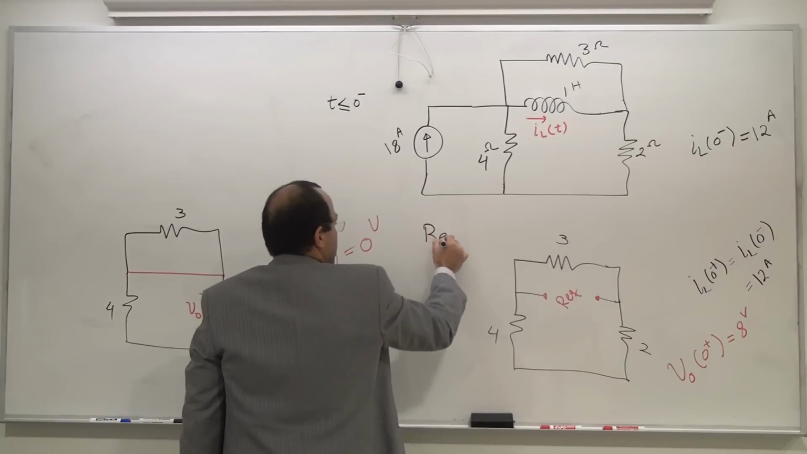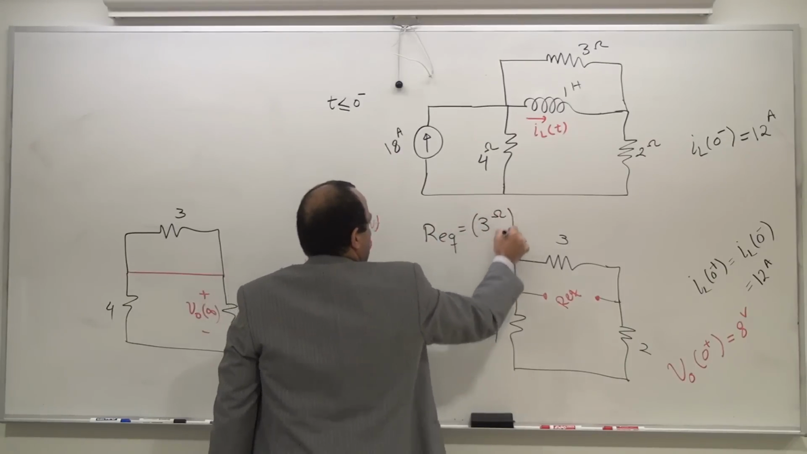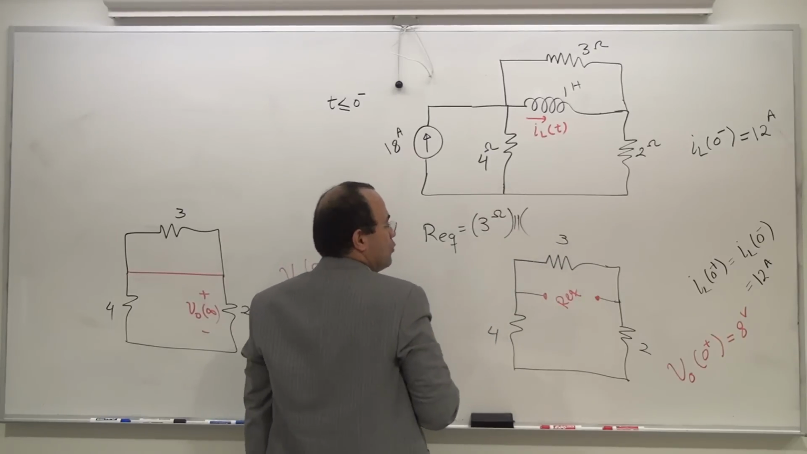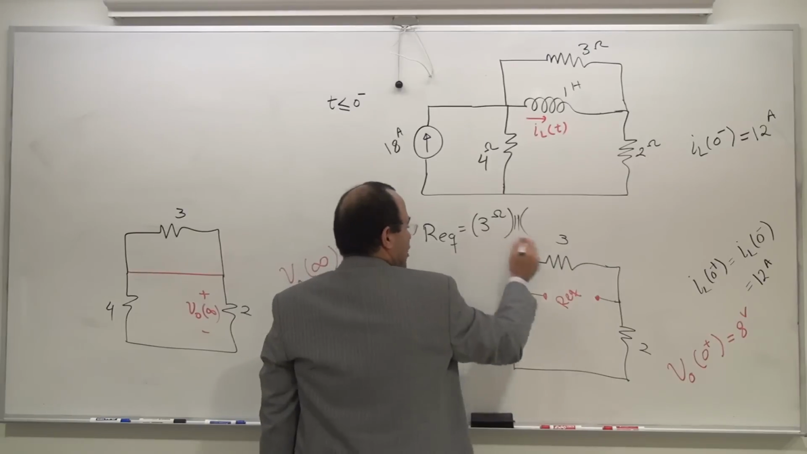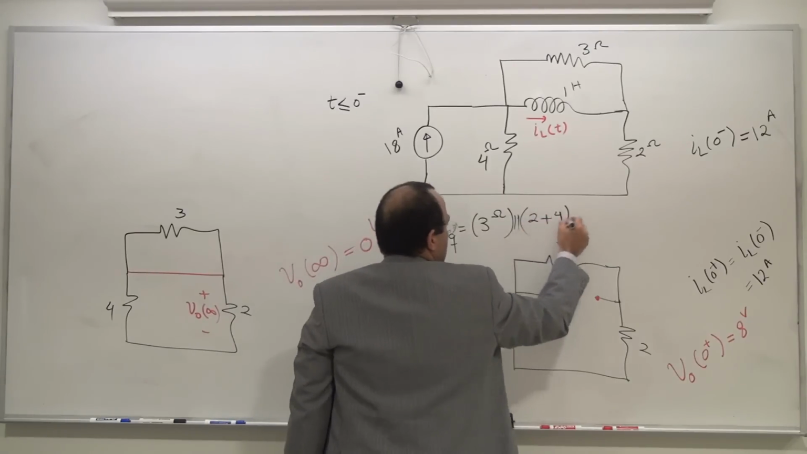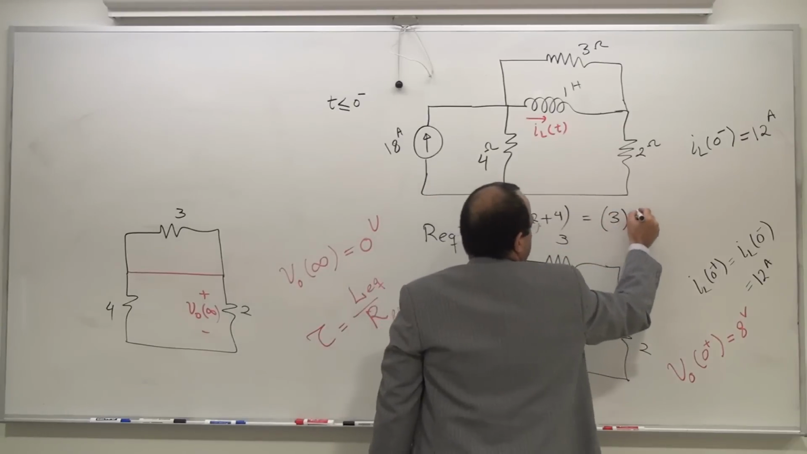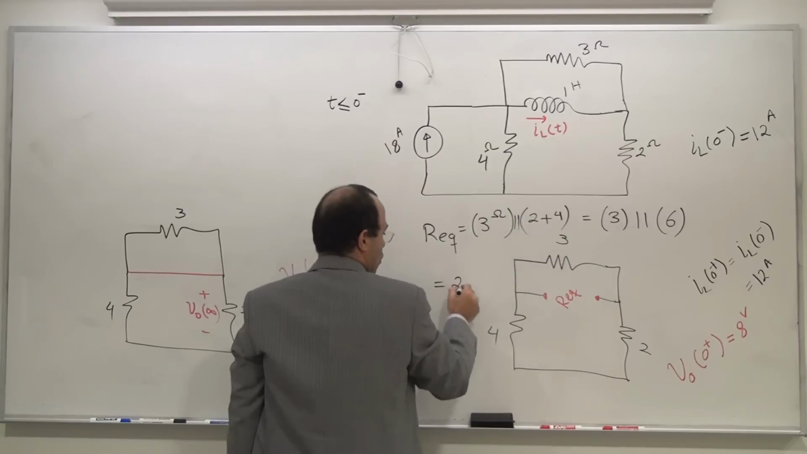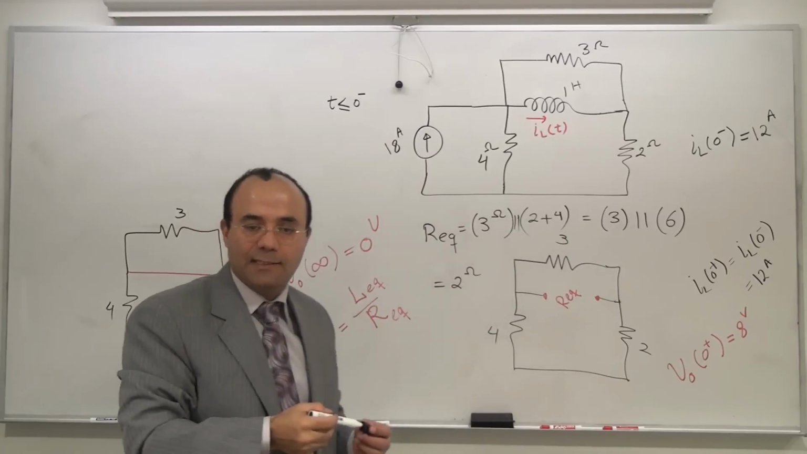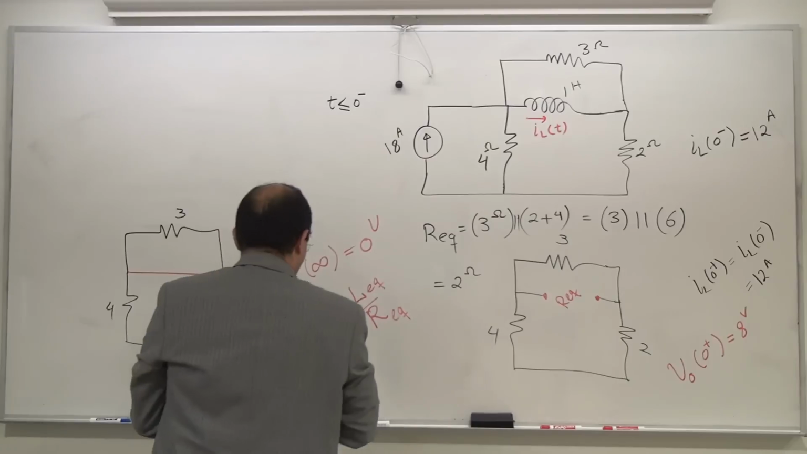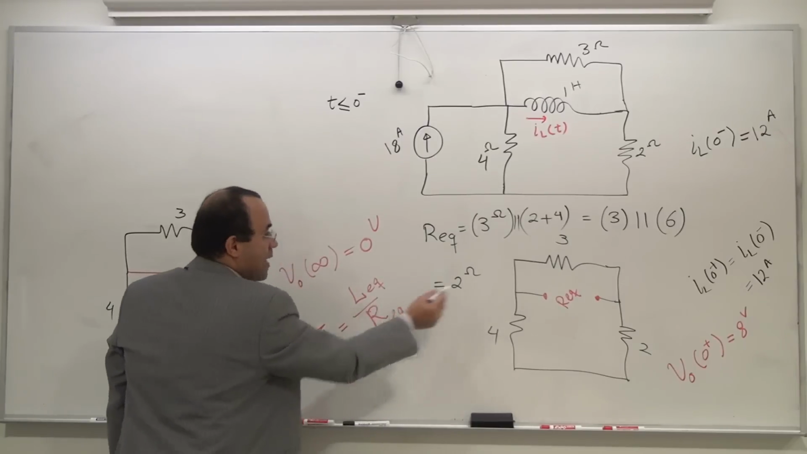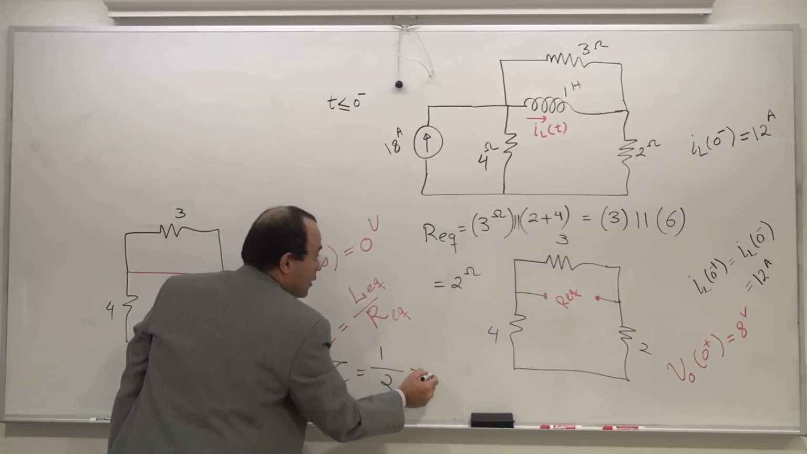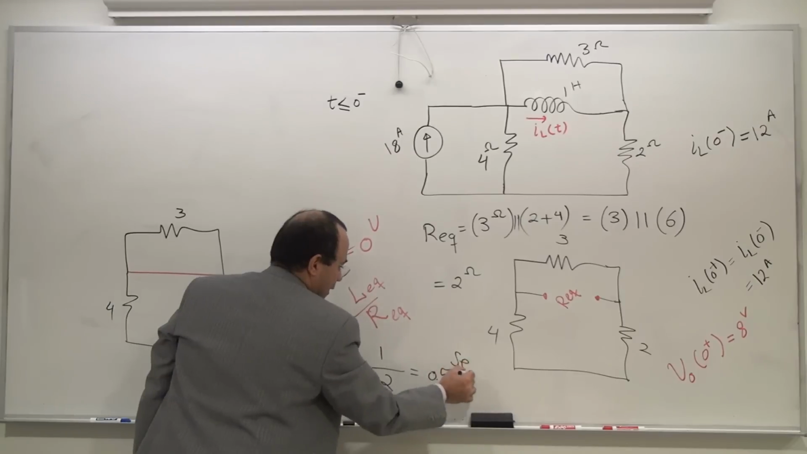So R equivalent is equal to 3 ohm in parallel with, usually we have 2 lines to show what we mean by parallel, 3 ohm in parallel with 2 plus 4 ohm. So it's going to be 3 ohm in parallel with 6 ohm. And the result is going to be 2 ohm. You go ahead and you calculate the parallel resistance. So how much is my tau? My tau is L, 1 Henry, over R, 2 ohm. This is going to be 0.5 second.